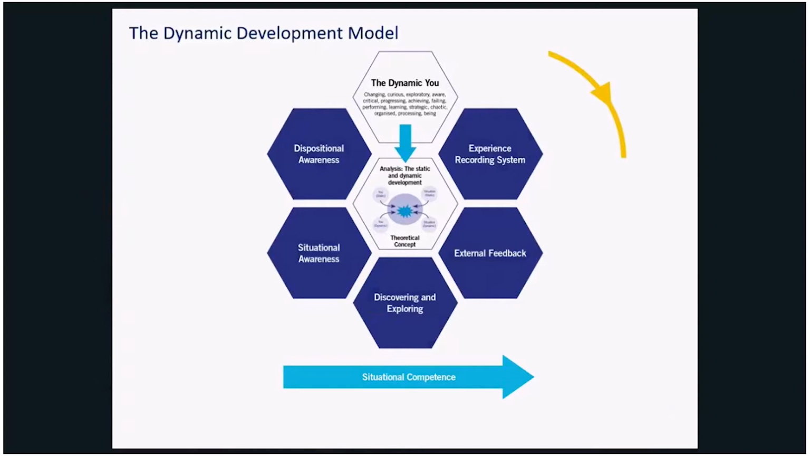Now, working through these hexagons, starting from the top is the dynamic you. Recognizing that this model is about you and how you want to progress. Moving clockwise, we do suggest that you need some way of recording your progress so that you can actually see progress and also to help you to reflect on that progress.